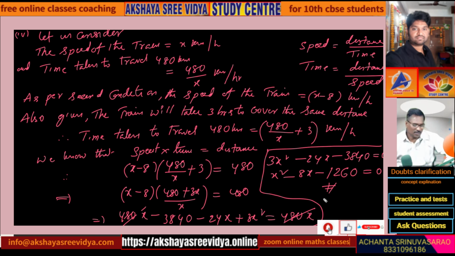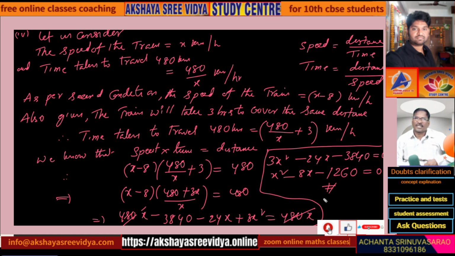Therefore, the required quadratic equation is, what is that? Let us consider the speed of the train is x kilometers per hour and the time taken to travel 480 kilometers is equal to 480 by x. Speed is equal to distance by time.